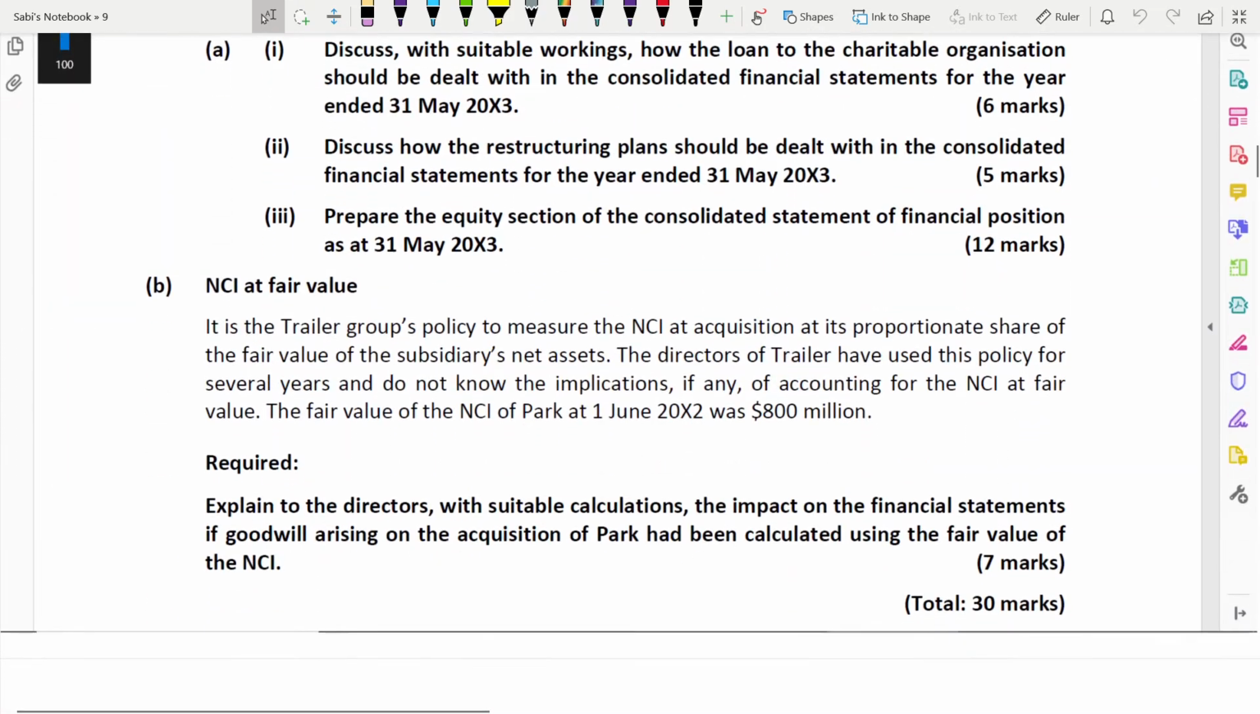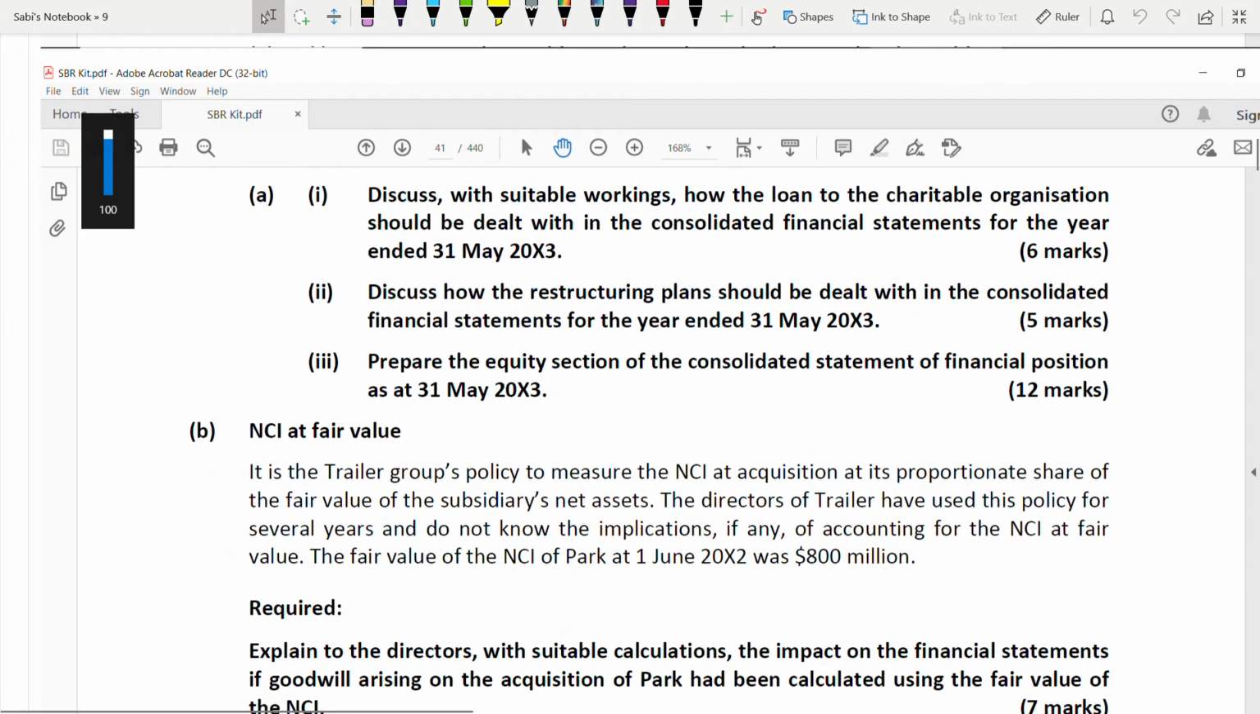Okay, as you can see, there are 4 requirements. Under A, there are 3 and then B. So requirement A is: discuss with suitable workings how the loan to the charitable organization should be dealt with in the consolidated financial statements for the year ended 31st May 2003. So the first part is only about the loan to charitable organization. You see, each subheading you can use for each requirement. That's the beauty of the way the question has been structured in SBR.